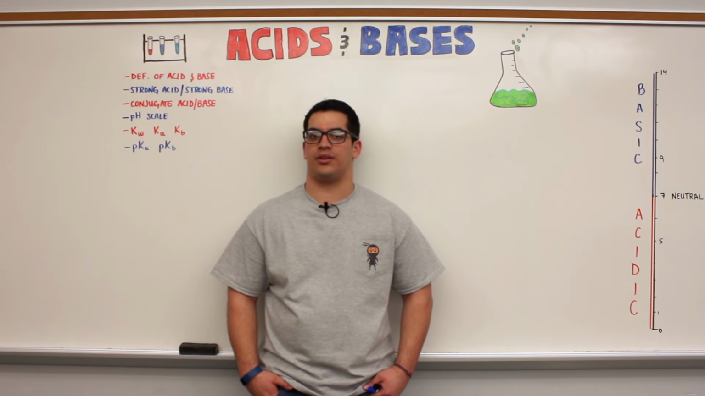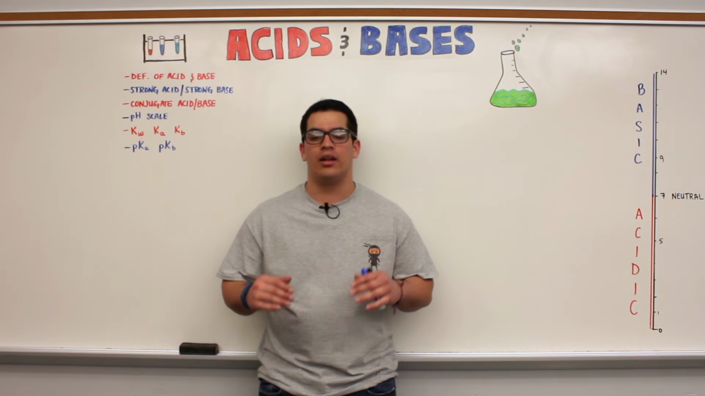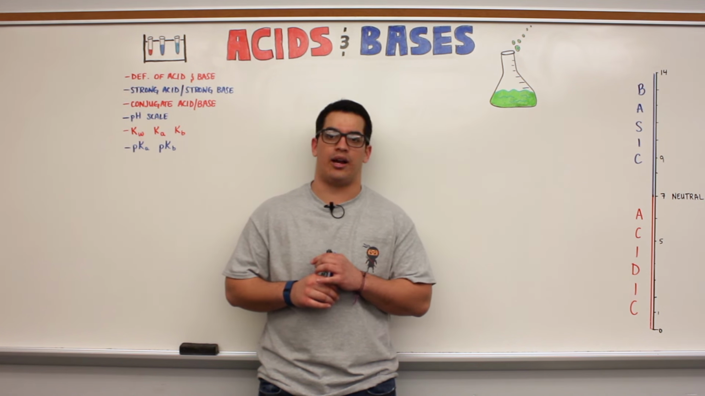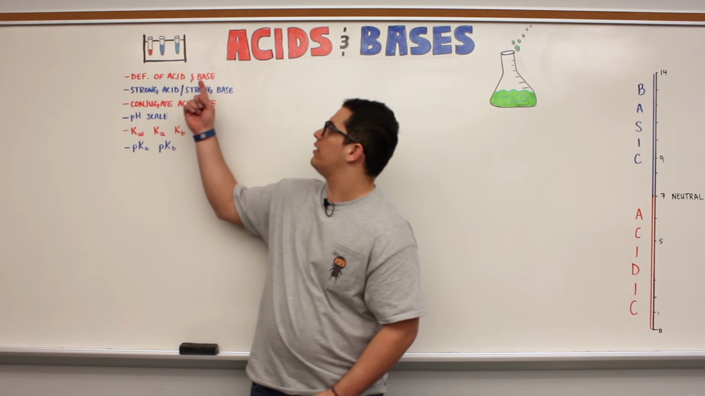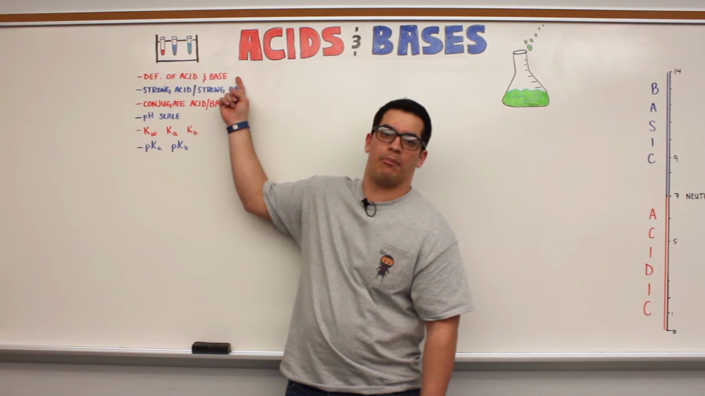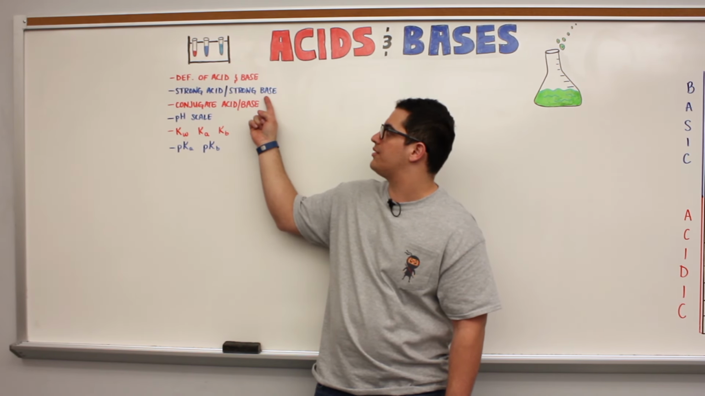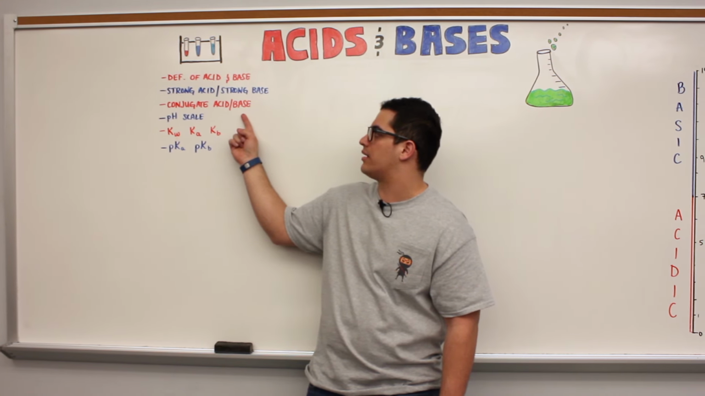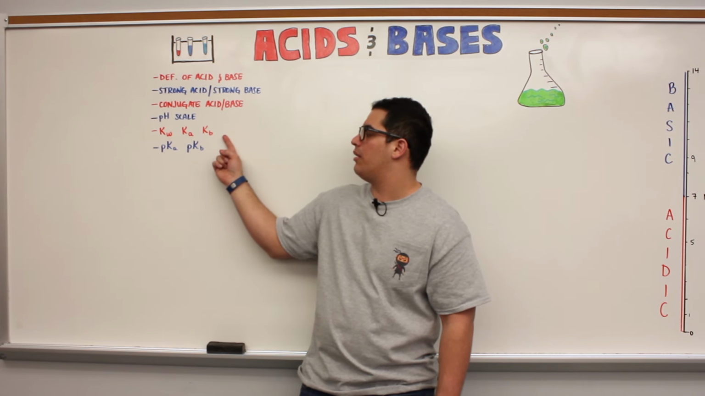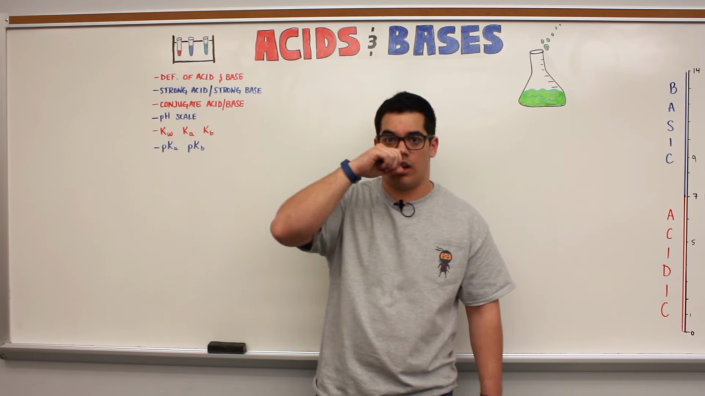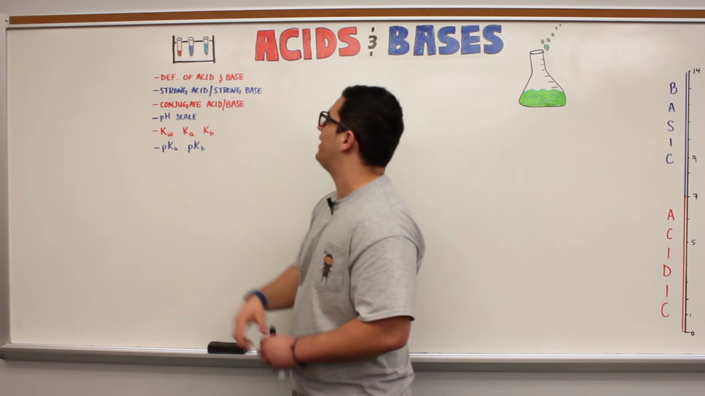What we're going to do here at NinjaNerdScience is help you as much as we can with a lot of practice problems. Before we dive in, let's get some baseline introductory material out of the way. First off, let's define what an acid and what a base is. Then we're going to talk about all the strong acids and the strong bases, conjugate acid, conjugate base, the pH scale, and Kw, Ka, Kb, pKa, pKb. So let's dive in first with the definition of an acid and a base.